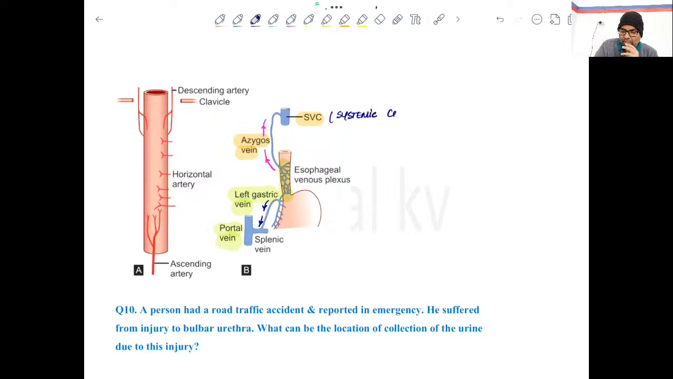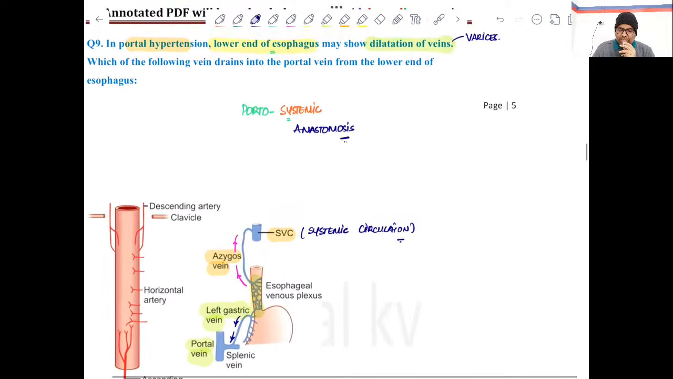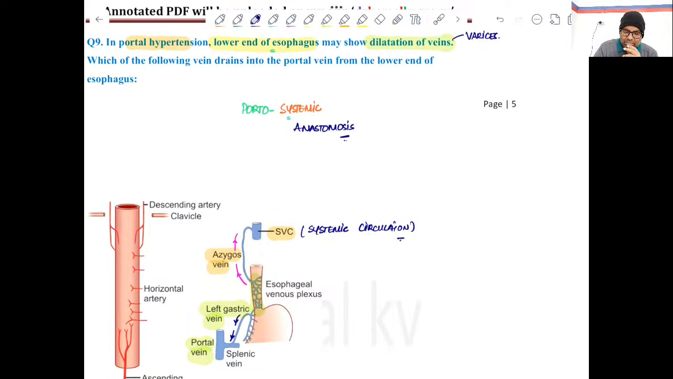So this is systemic circulation. Clear? So this question is about portosystemic anastomosis in the lower end of the esophagus. This is the left gastric vein which is participating here, and this is the azygous vein which is participating from this region. Clear?